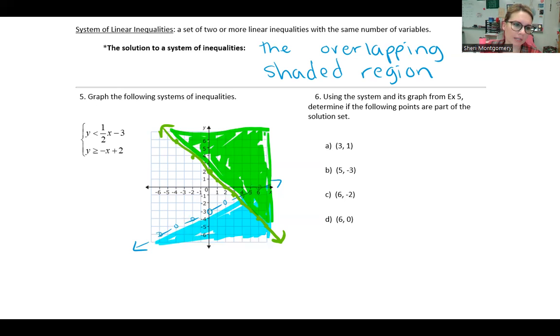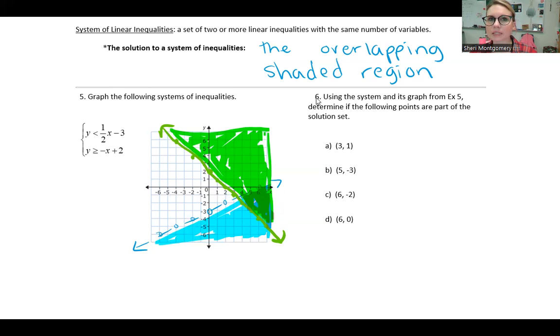The solution is the overlapping shaded region. So it is here. That is my solution right here. It's this overlapping shaded region and anywhere along the solid line. You are not any solutions along the dotted line.